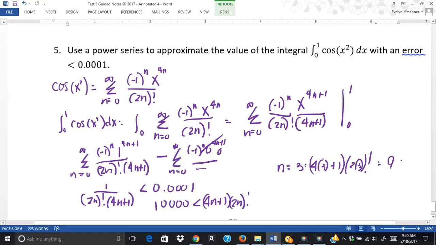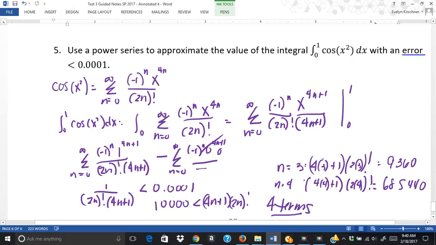That equals 9360 if you put it in your calculator. And at n equals 4, I have 4 times 4 plus 1 times 2 times 4 factorial, and that is 685,440. So this is less than 10,000 and this is greater than 10,000, so I need 4 terms.